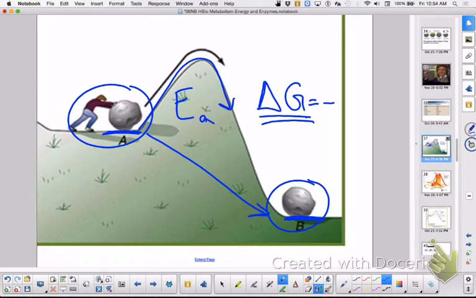Enzymes play a role in lowering that. They're not going to change the starting or the final position, but they will lower the hurdle to make that reaction more likely to occur.